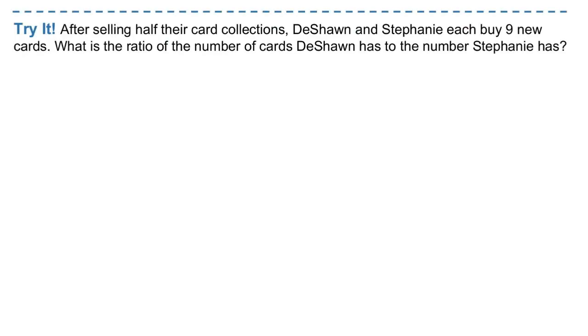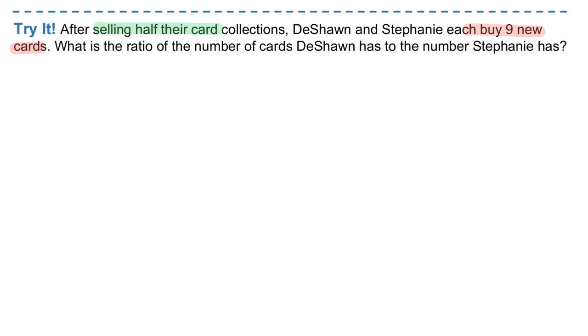Okay, so let's go a step further. This is the try it at the bottom of page 126. So remember, last time we saw Deshawn and Stephanie, they had sold half of their cards, but then, oh gosh, they got sad. So they ended up buying 9 new cards each. And we want to know the ratio of the number of cards Deshawn has to the number Stephanie has.